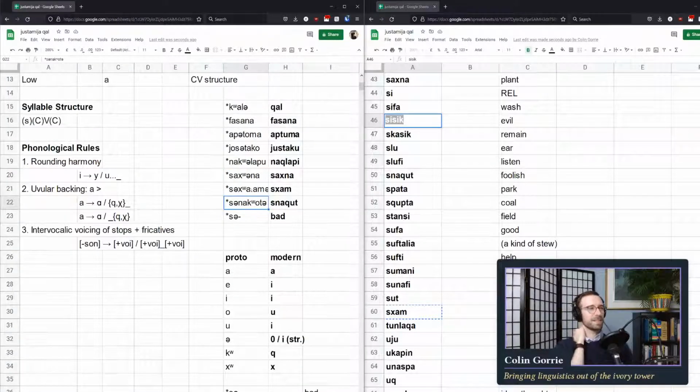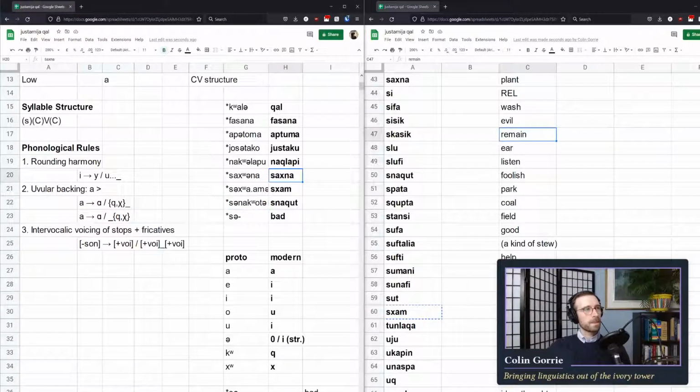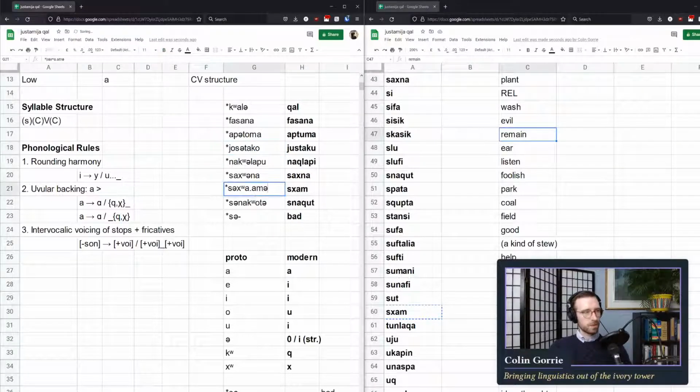So the nice thing about this is you don't have to be scientific or anything. You just work on it, you just twist it to fit what you want, but then you are responsible to make everything cohere relatively nicely together. So let's see if we have done that. So we have sahwama, sahwana, that's going to get the stress in the right place. Sanakwata, that's going to be fine. Nakwalapu, yosatako, apatoma, and fasana kwala. Okay, so that's good.